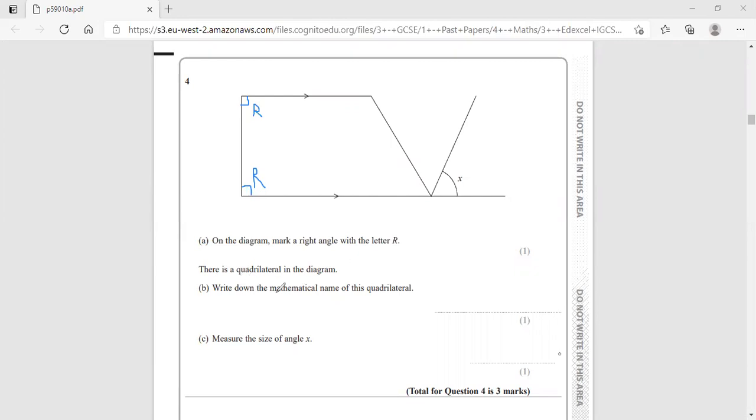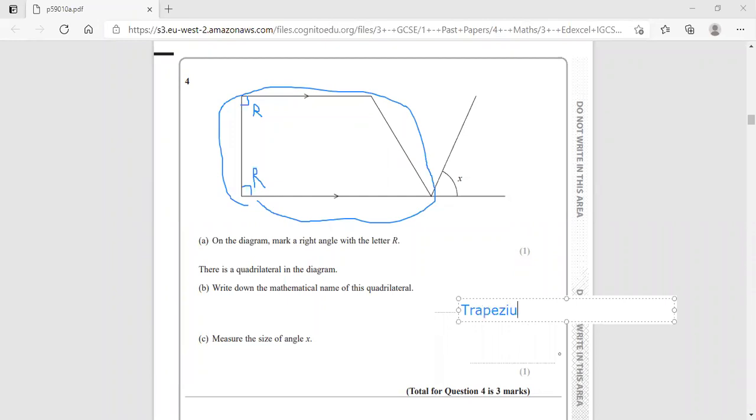There is a quadrilateral in the diagram. Write down the mathematical name of this quadrilateral. So it's asking you to write down the mathematical name of this shape here. Okay? And that shape is a trapezium. That's how you spell trapezium. So that shape here is a trapezium.